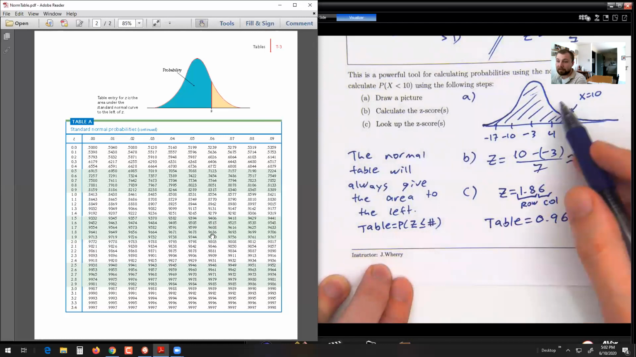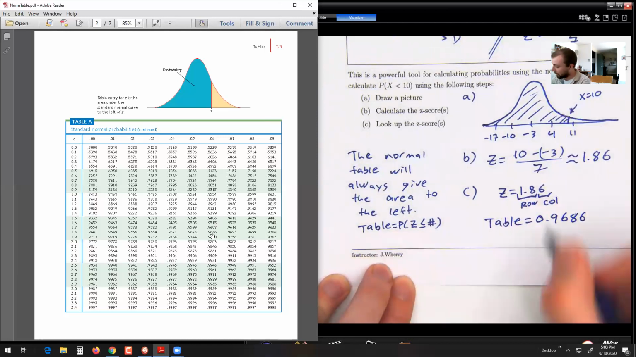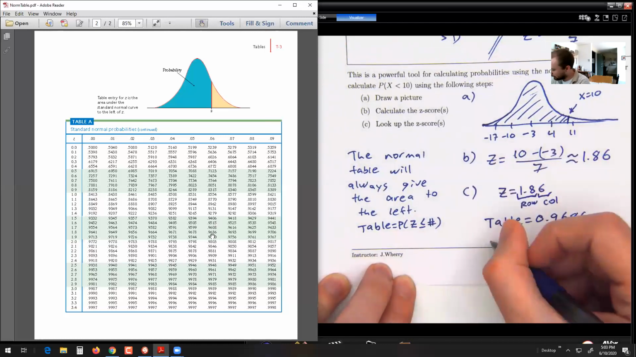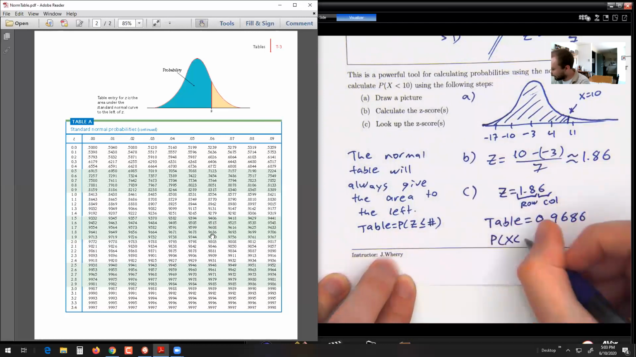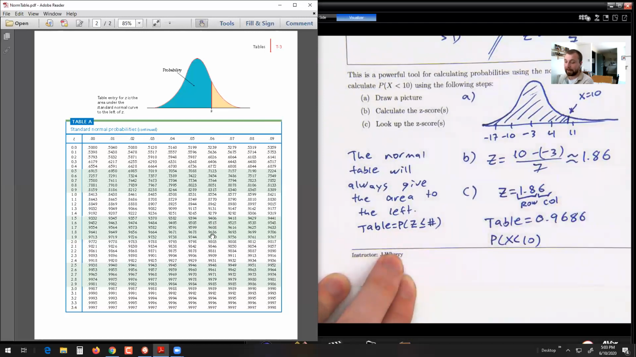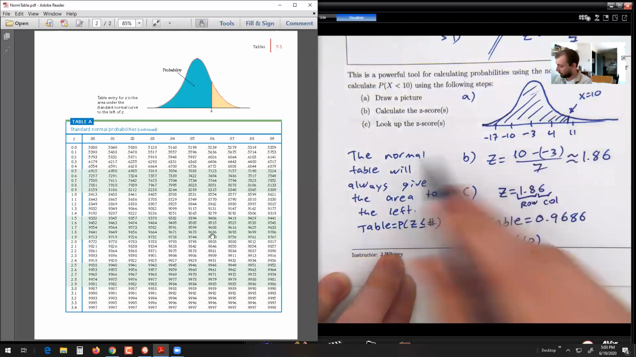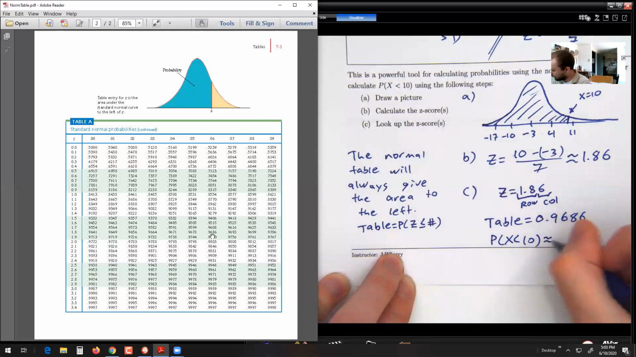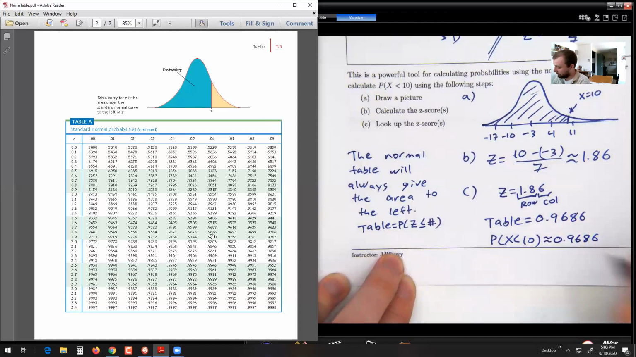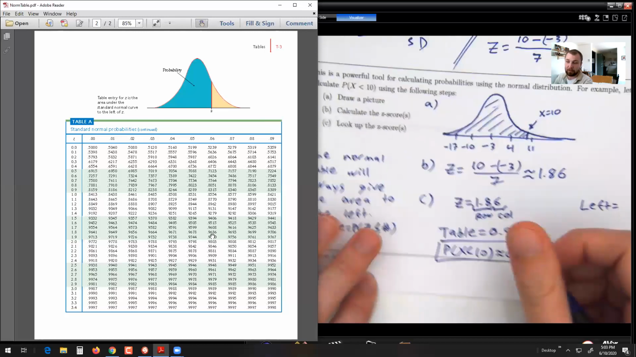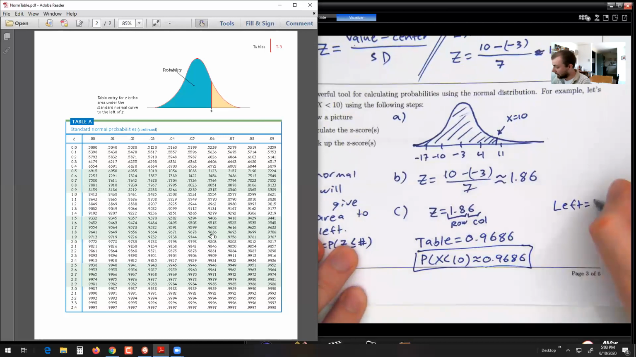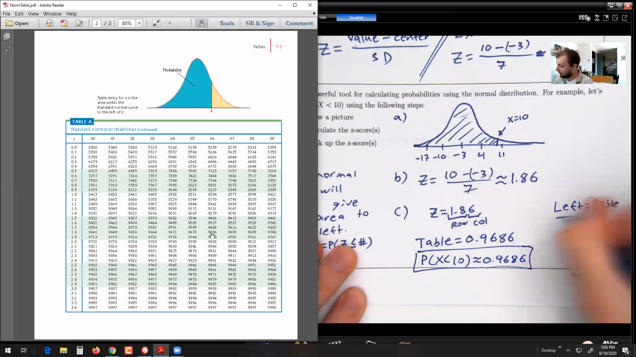Since my picture is shaded to the left and my table is shaded to the left, this is the area. The likelihood of having a value of 10 or less, and it doesn't matter if there's an equal sign underneath this or not, it will be the same answer, is approximately 96.86%. Again, a takeaway for this page is whenever the thing is shaded to the left, your answer will be that number from inside of the table.